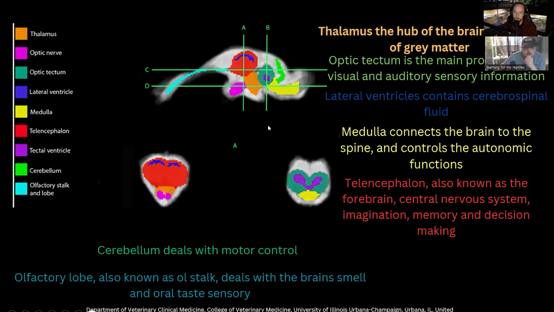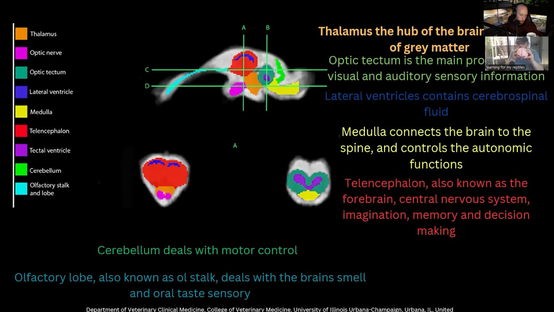The neon green is the cerebellum. So that deals with your motor controls. So if I throw you a ball and you don't catch it right away, and yet I throw you a ball again and you catch it, what's happened is your cerebellum kicked in.